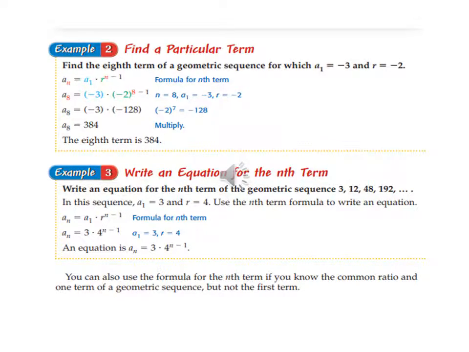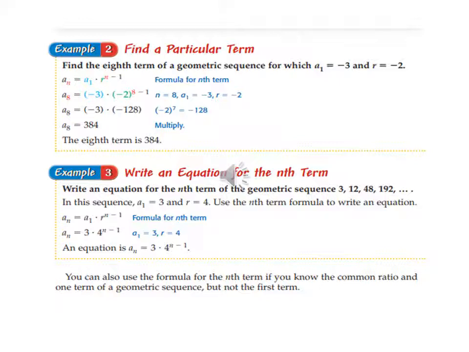This is an example. Find a particular term. Find the eighth term of the geometric sequence for which a1 equals minus 3 and the common ratio r equals minus 2. It is direct application, direct substitution. There is no problem. I want every student to solve example number 2. It's obviously solved, but you must study it very closely.